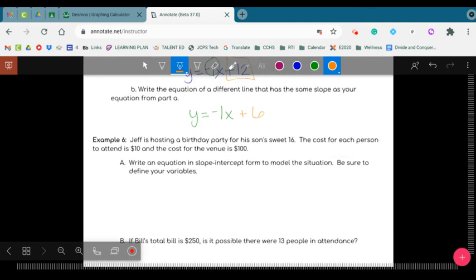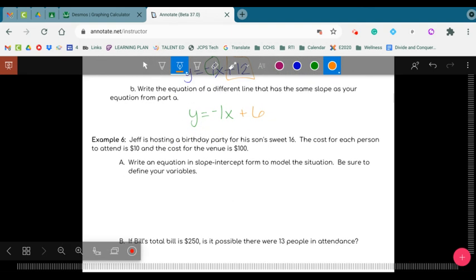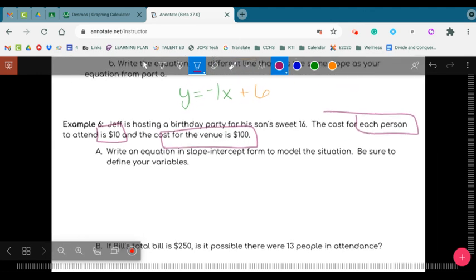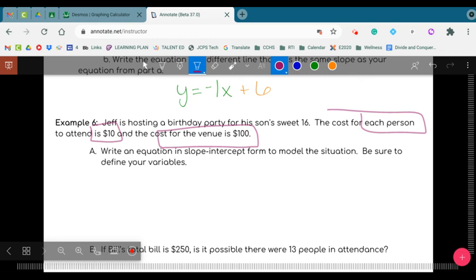Okay, last example is our word problem. It says Jeff is hosting a birthday party for his son's sweet 16. The cost for each person to attend is $10. So each person is $10. The cost for the venue is $100. Write an equation in slope-intercept form to model this situation. Define your variables. So each person, that's where our x is going to go. The venue is going to be a one-time cost. So our equation is going to be y equals 10x plus 100.